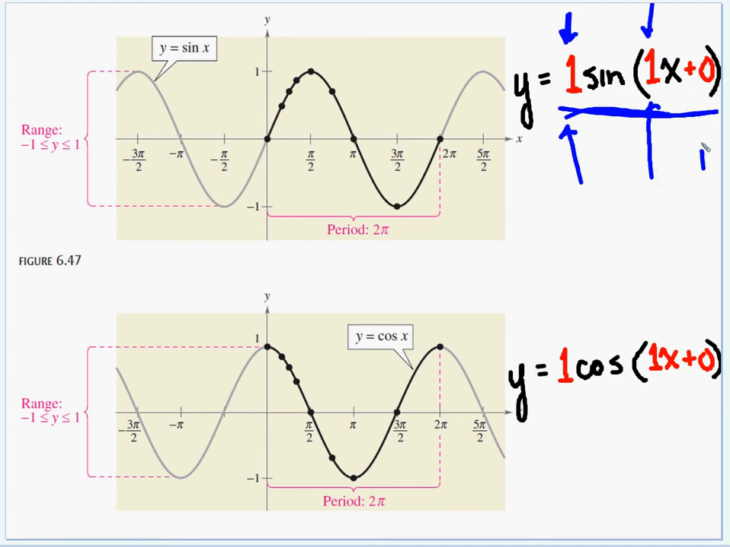Now I do have a +0 in the parenthesis. We'll see that in the next video. And then outside the parenthesis, we could add or subtract some other number. And that's also going to shift our graph, but that'll be in the second video.